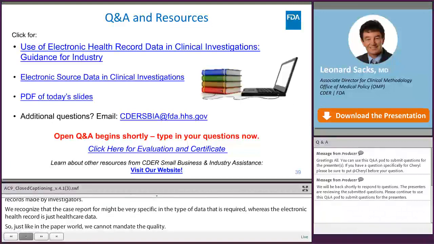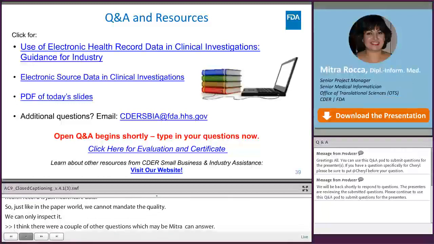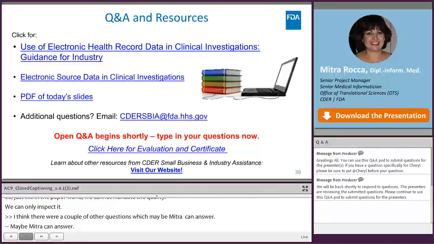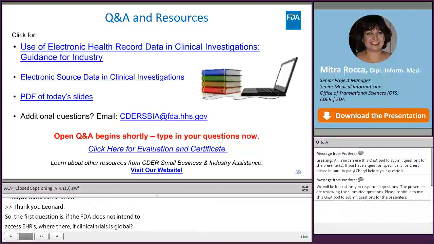I think there were a couple of other questions which maybe Mitra can answer. Thank you, Leonard. So the first question is, FDA does not intend to assess EHRs, but what are the regulatory authorities if clinical trial is global? Actually, Leonard answered that. How do standard development organizations or SDOs such as HL7 and CDER, among others, fit into the bigger picture?